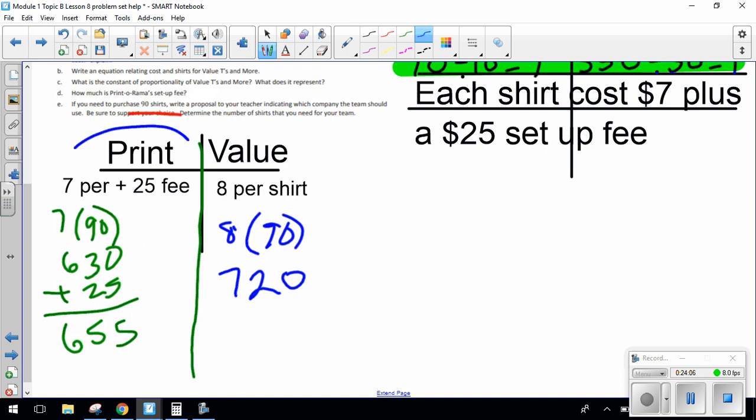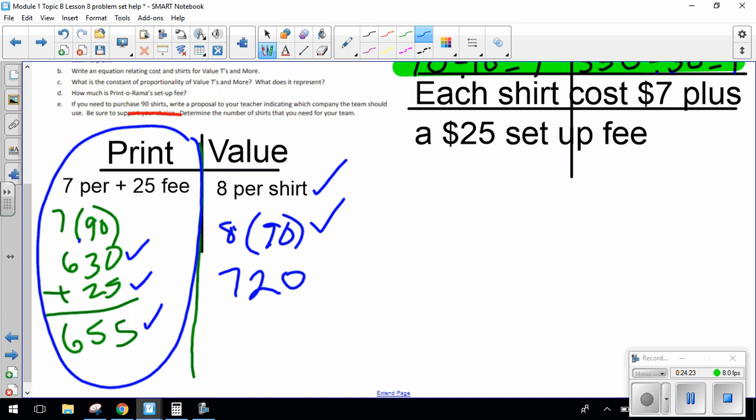So who gives me the better deal? Print-O-Rama gives me the better deal. Because I pay $7 a shirt for 90 shirts, it's $630. Add $25 fee, I pay $655. Value T charges $8 a shirt. For 90 shirts, I pay $720, which makes Print-O-Rama the better deal.